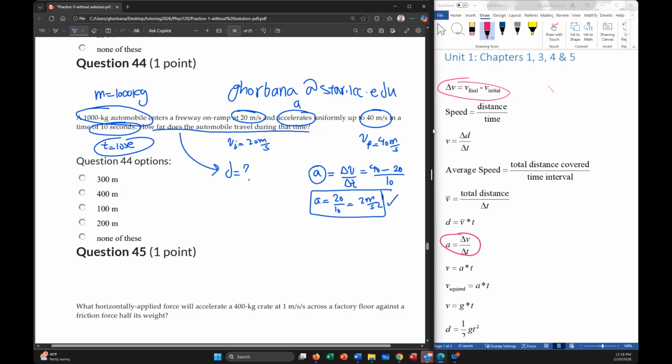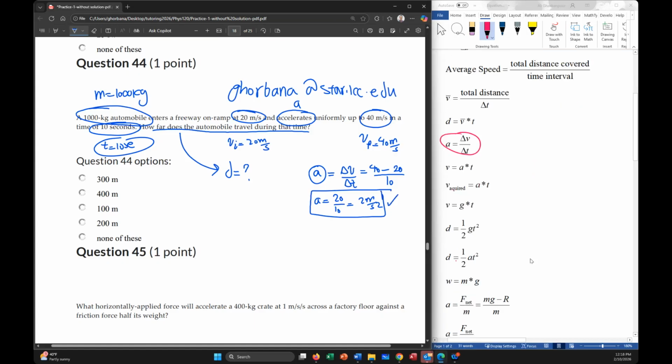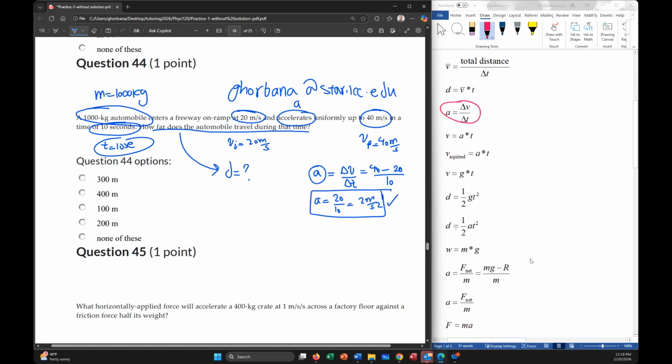Did I need the acceleration? Did the question ask me to calculate the acceleration? No. It asks me to calculate the distance. I look at the formula sheet on the right, where there is distance, acceleration, and time.